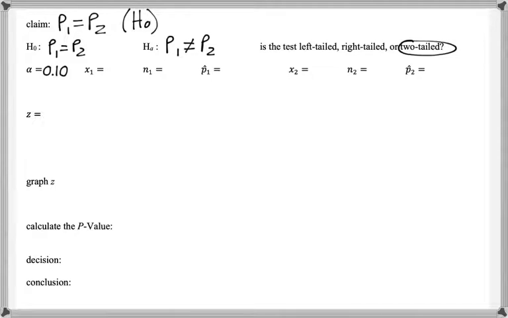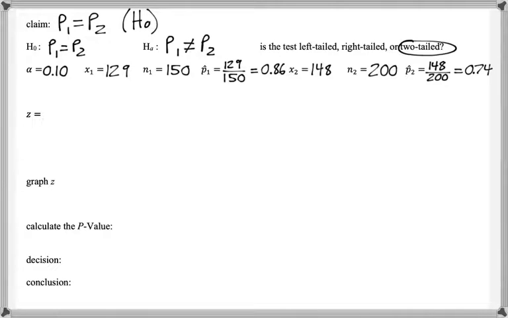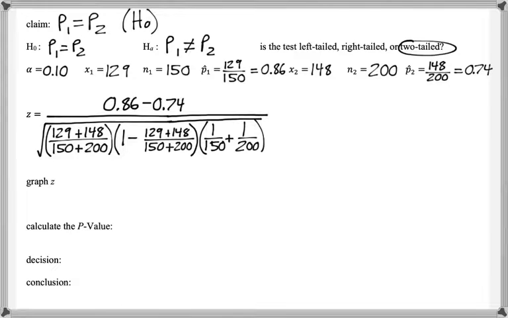Alpha is 0.10, x1 is 129, n1 is 150, so p hat 1 is 129 divided by 150, which is 0.86. x2 is 148, n2 is 200, so p hat 2 is 148 over 200, which is 0.74. So if we plug these values into the complicated formula, we get this.